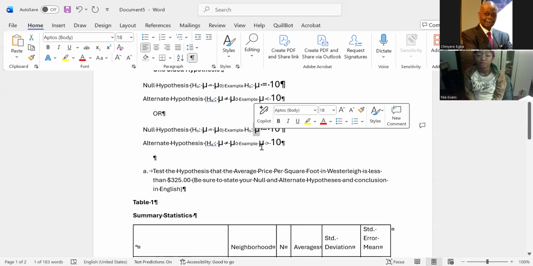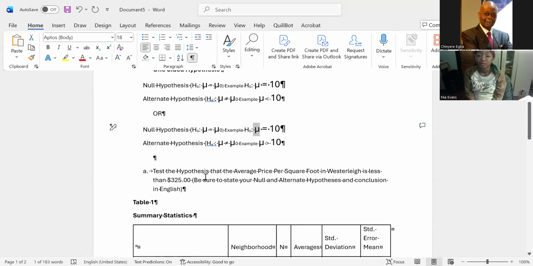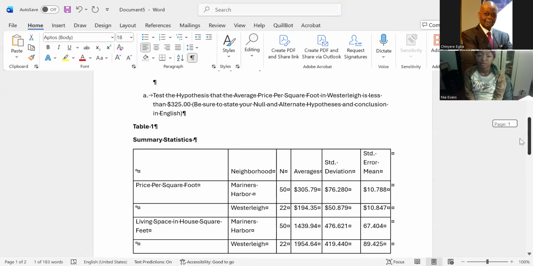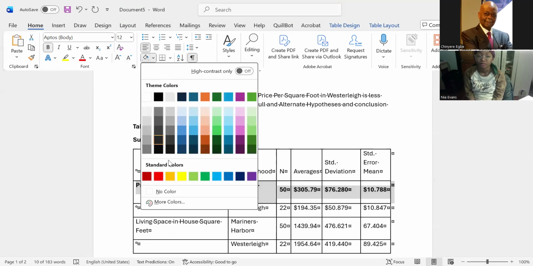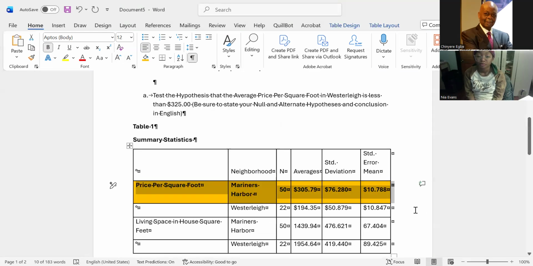Okay? All right. So in this problem, we test the hypothesis that the average price per square foot in Westerleigh is less than 325. Now, let us look at our sample information, average price per square foot. This is the sample information that we have.